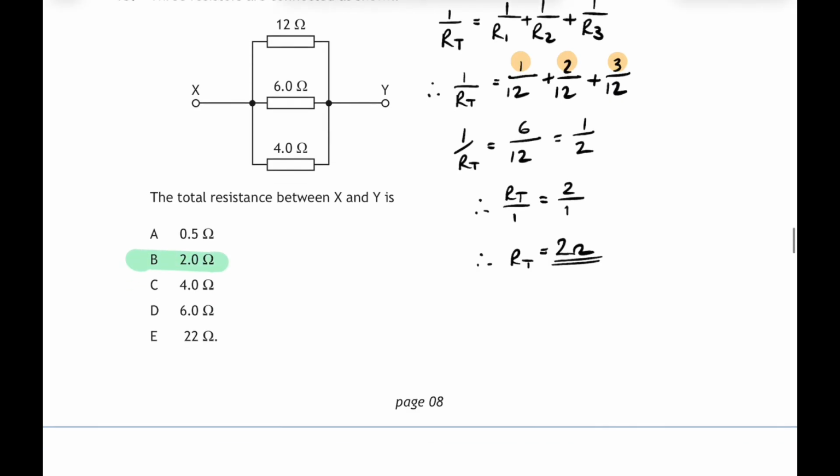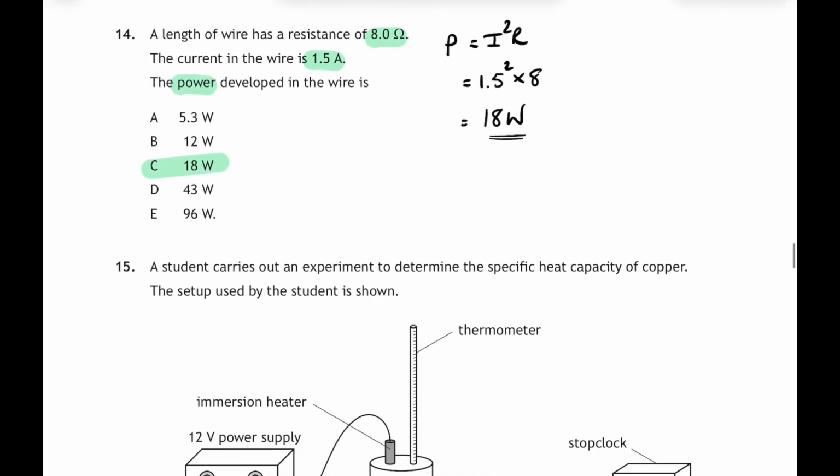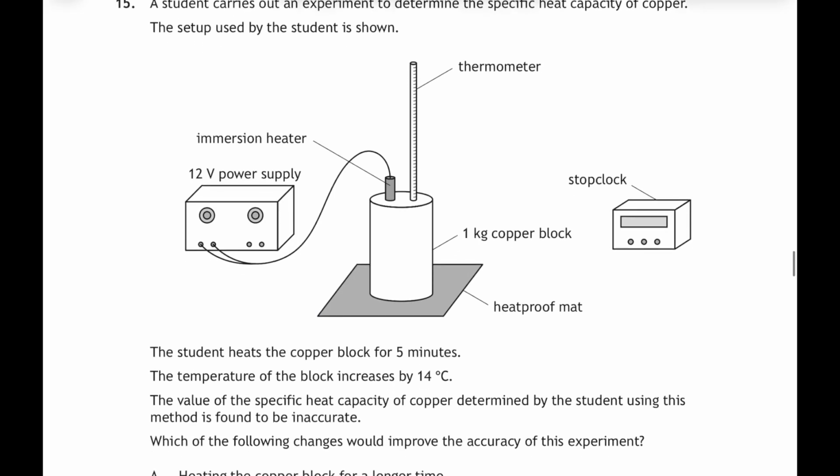So 13B. Question 14. A length of wire has a resistance of 8 ohms, and the current in the wire is 1.5 amps, and the power developed in the wire is, well, we need a relationship here for power that's got current and resistance in it, so it's P equals I squared R. The current's 1.5, don't forget to square it, times the resistance is 8 ohms, gives you 18 watts, so that's question 14C.